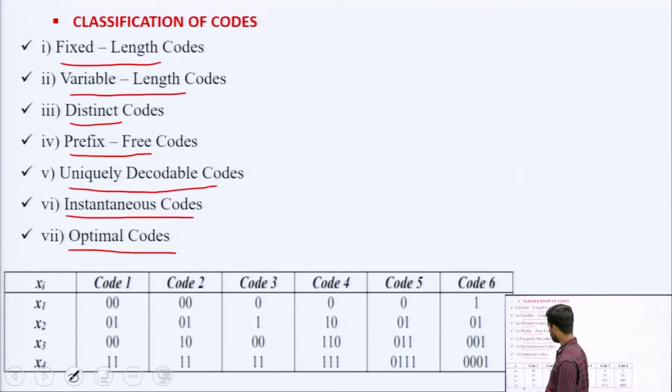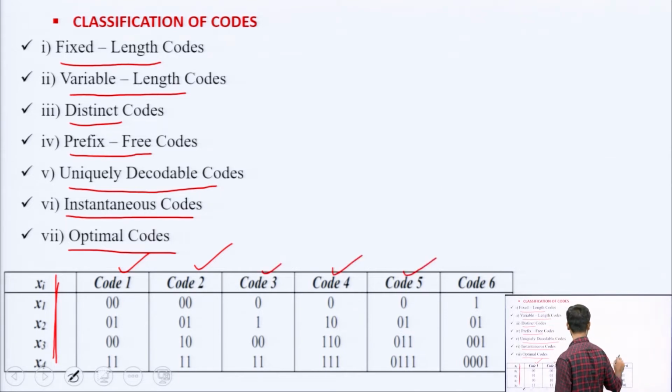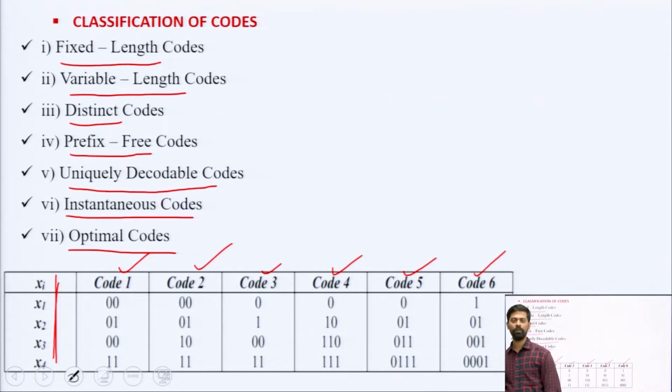Okay. Let us say these are the symbols x1, x2, x3, x4, represented by code 1, similarly different codes code 2. This is one type of different code, this is one type of different code, this is one type of different code, and this is also one type of different code.